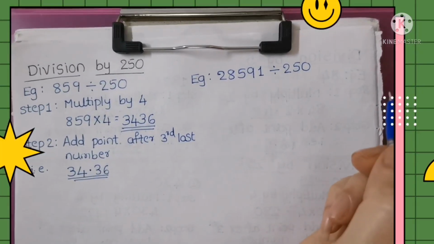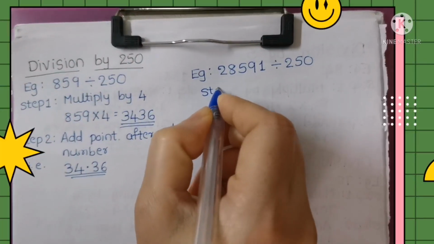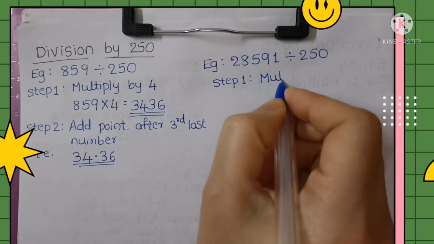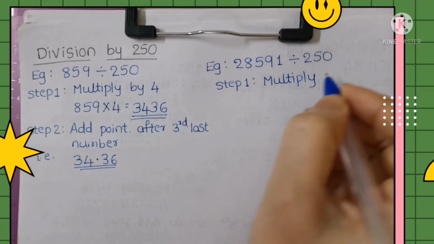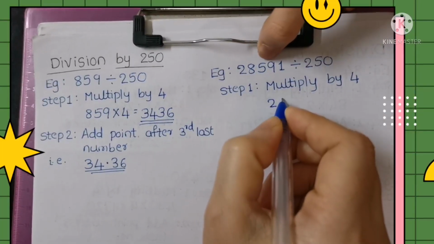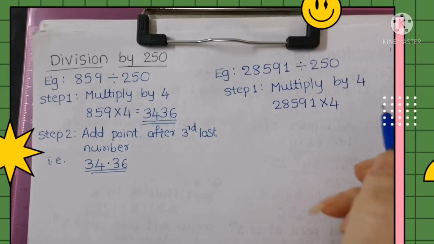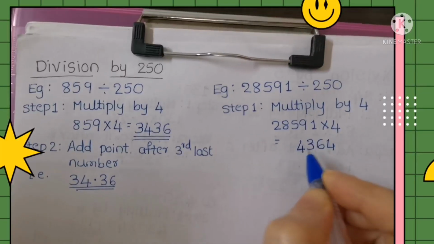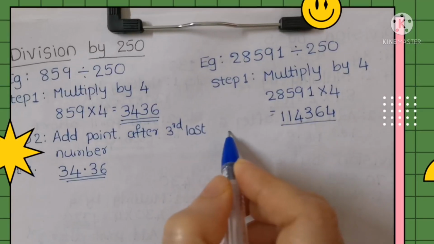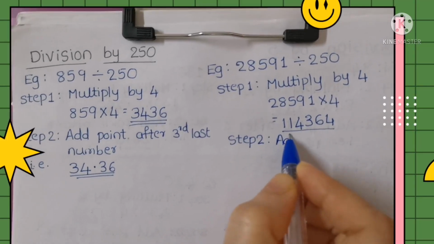So let's take one more example to make this concept more clear. Our next example is 28591 divided by 250. As we saw in our previous example, we have to multiply the number with 4. So in this example, we have to multiply 28591 with 4. Multiplying both these numbers, we get the answer as 114364.